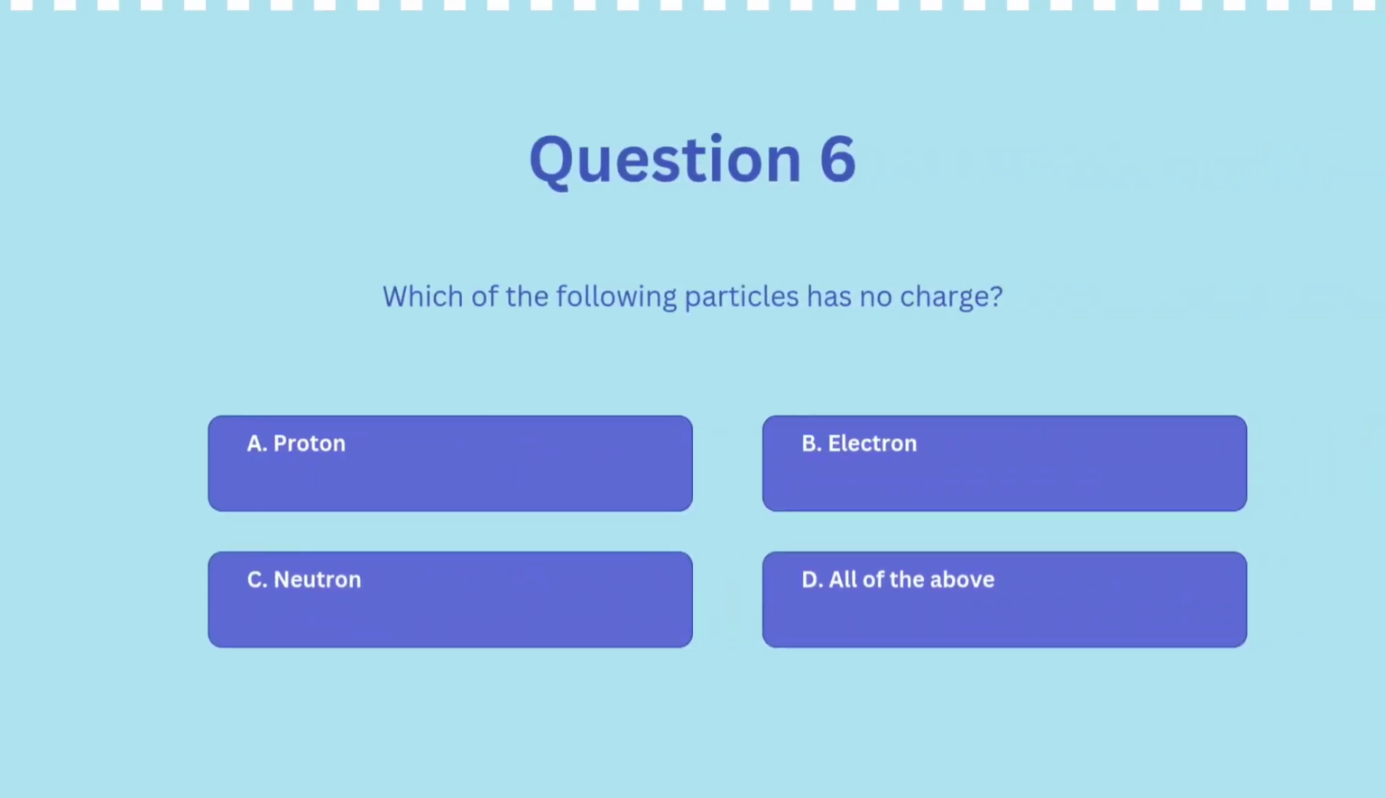Question number 6 is, which of the following particles has no charge? Option A, proton; option B, electron; option C, neutron; or option D, all of the above?